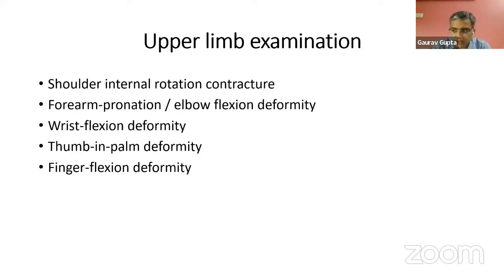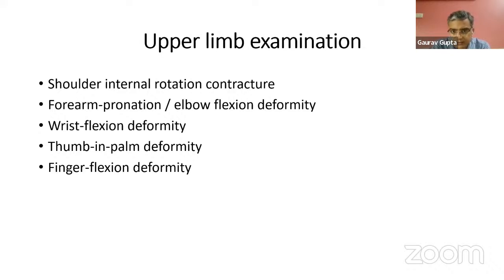So upper limb, due to paucity of time, we will not be able to discuss upper limb examination in detail. But what we try to check is selective control, which I have already discussed. Then we try to see contractures at various levels. Like at shoulder, you usually see internal rotation contracture, forearm pronation due to pronator tightness, elbow flexion deformity, wrist flexion deformity, thumb in palm deformity, and finger flexion deformity.